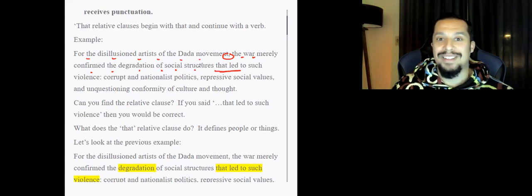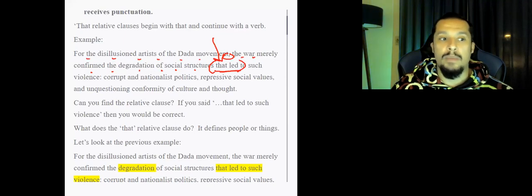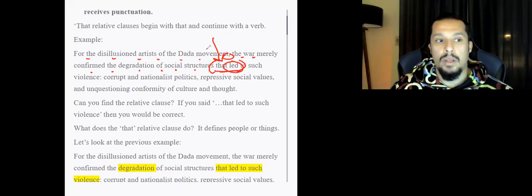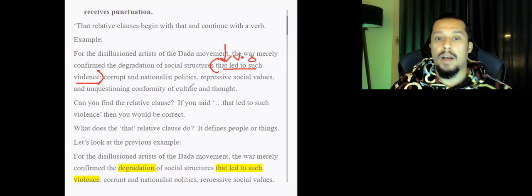Be patient, Mrs. Malak, right? So here, that led, this is my relative clause. The most important thing in a relative clause is that it comes with a verb. It may come with a subject, but that's not required. The requirement is the verb, right? So here, that led to such violence. This is my relative clause. You have your that, you have your verb, led, and then the object. The object is not required. The only requirement in that relative clause is that it must have a verb. And the verb is separate from the sentence, right?